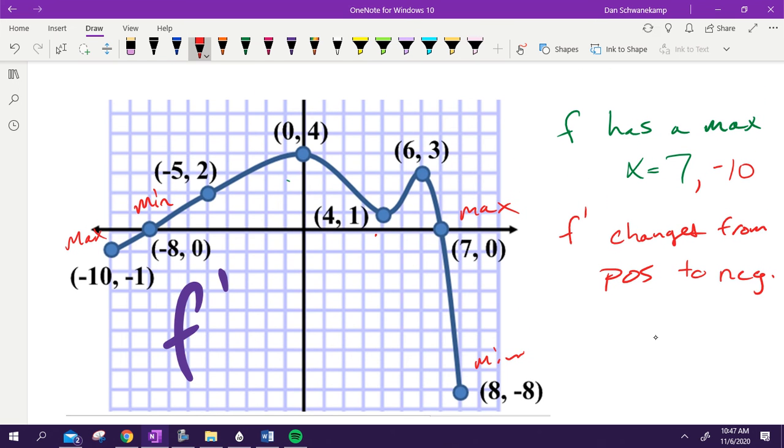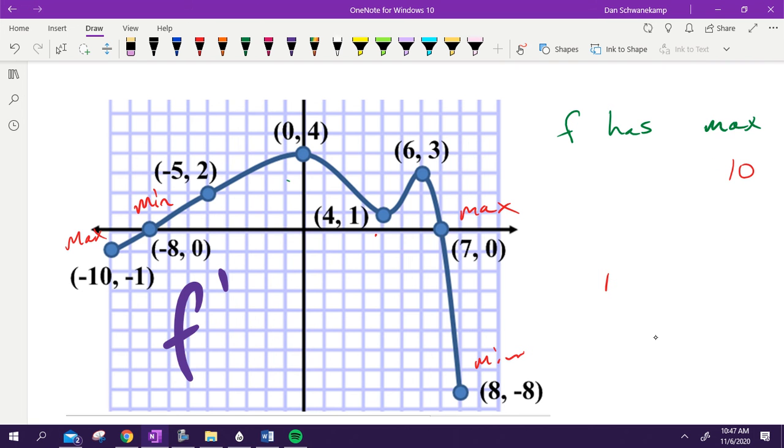Okay. All right. Let's figure out when f is concave up. Come up with an answer. Come up with a justification.